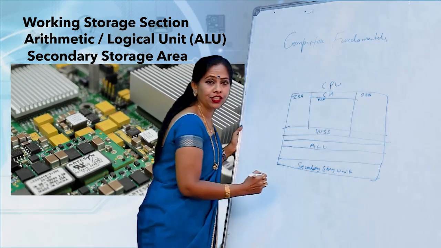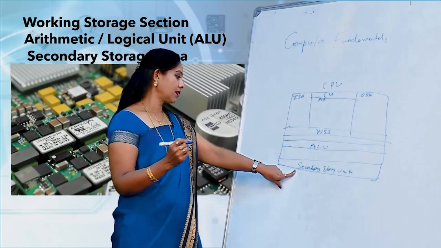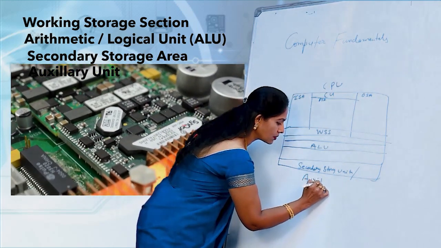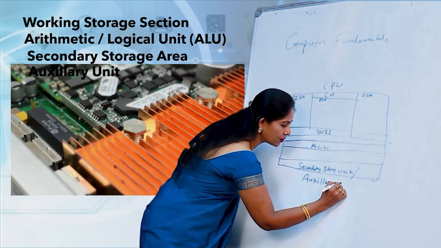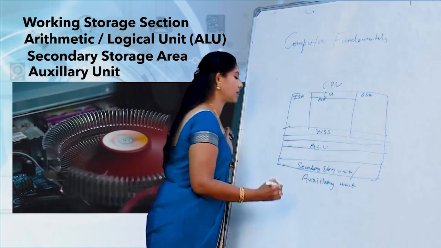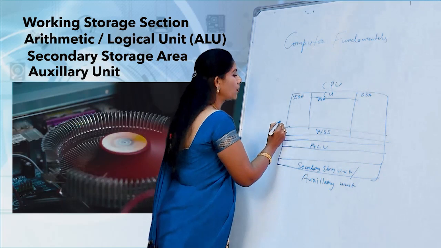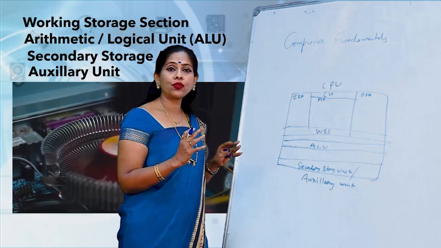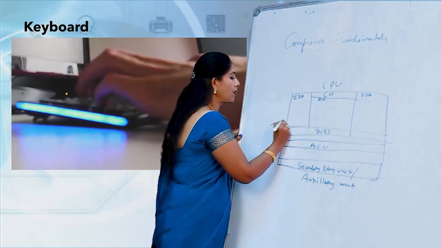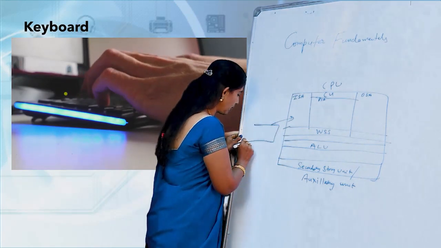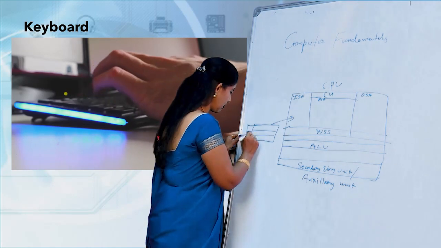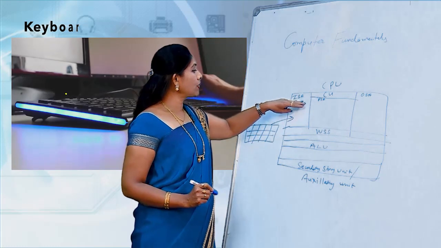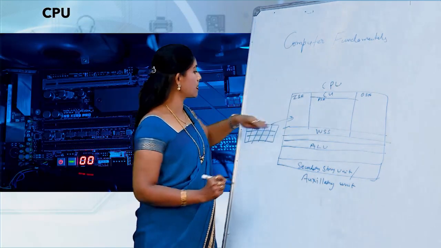This is secondary storage unit. Secondary storage unit is also called as auxiliary unit. Auxiliary unit means auxiliary storage devices. So, here inside the CPU how your data is executed, I am explaining you in detail. When you enter the data through the keyboard, this is the keyboard, just one rough sketch, whatever the data you enter, it will go into the input storage area inside the CPU.